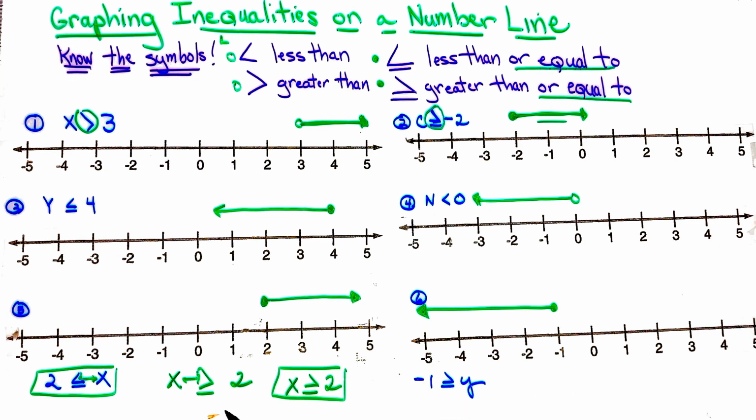So let's try my little trick. Let's just change their order. Here's a y. Here's my negative 1. Well, I changed their order, so now I've got to flip the sign. And it says y is less than or equal to negative 1. And notice, when the variable is on the left, the sign is pointing to where you should shade. But always pick a number and substitute it in to see if your shading makes sense.